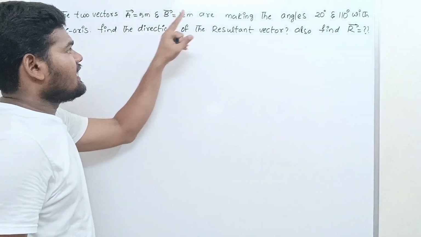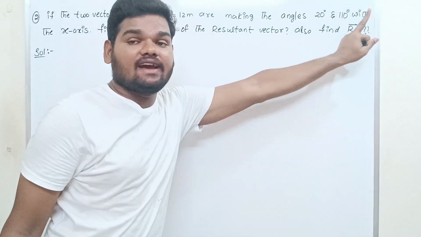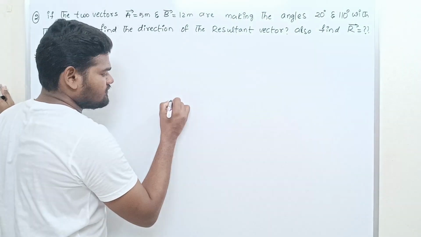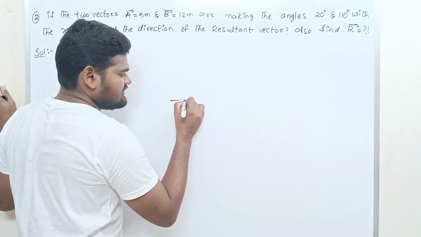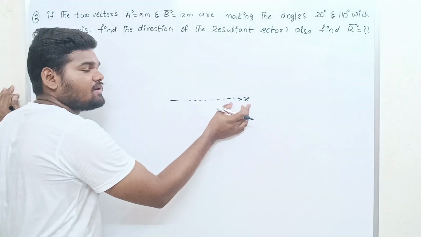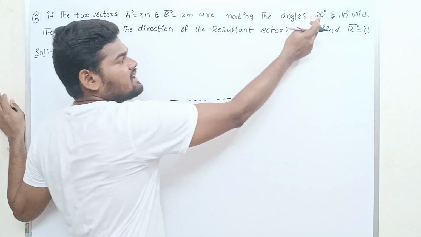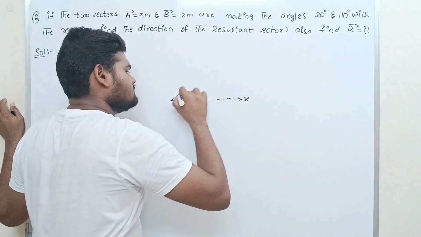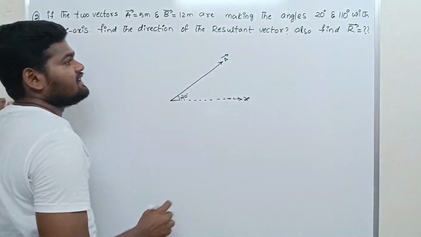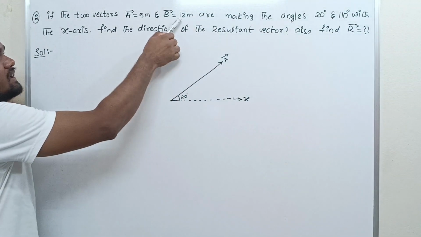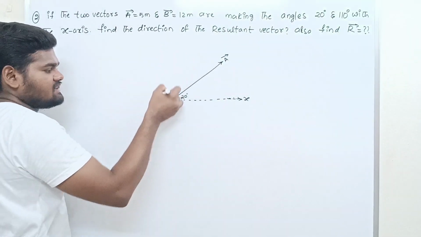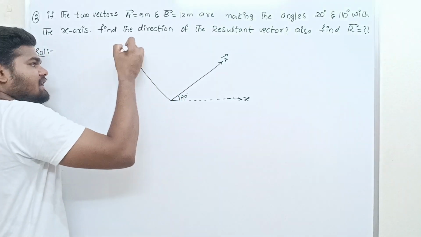They are given two vectors, and these two vectors are making 20 degrees and 110 degrees angles with the x-axis. Have a look. I'm going to draw the diagram. Let us consider this is the x-axis. With respect to the x-axis, the A bar vector is making an angle of 20 degrees, and the B bar vector is making an angle of 110 degrees. This is 90 degrees, 110 means like this you will get.